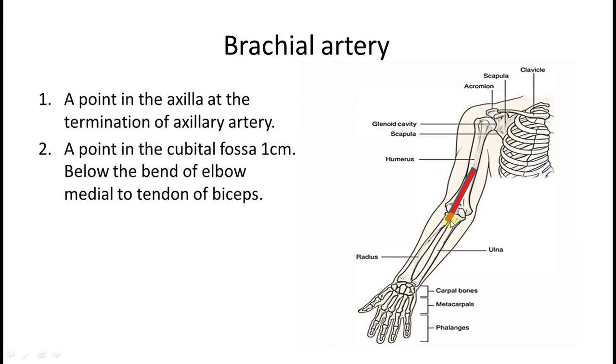Then at the neck, the brachial artery will terminate into the radial and ulnar artery. So a point on the upper part, the termination of the axillary artery, and a point 1 centimeter below the bend of the elbow in the cubital fossa, you connect these 2 points, and that will give your surface marking for the brachial artery.